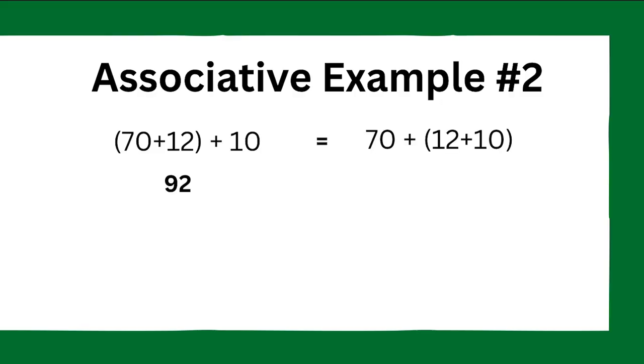92. So now that I have 92, I'm just going to move the parentheses. So I'm going to have 70 plus on the outside and then 12 plus 10 on the inside. And essentially when I do 12 plus 10, because it's inside of the parentheses, I get 22. Now I'm going to add 70 to that 22 and I get 92. So I still get that same answer. No matter how I arrange the parentheses, I still get the same thing. Now we're going to be moving on to our multiplication.